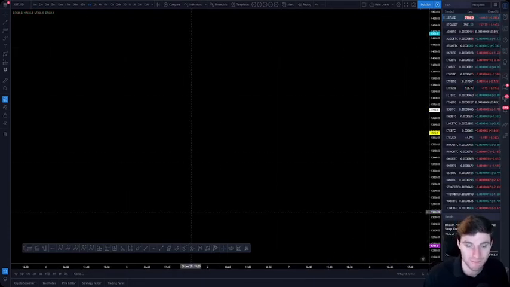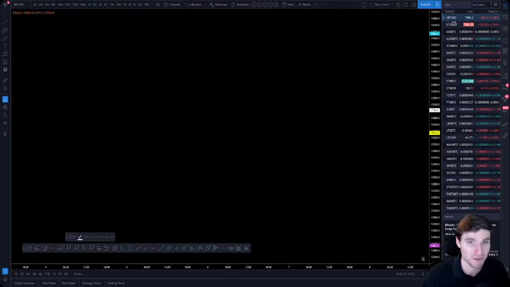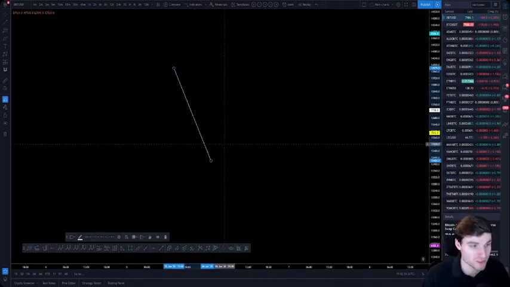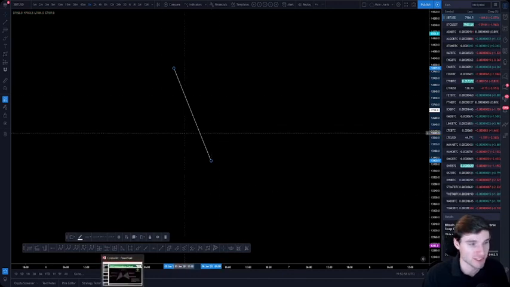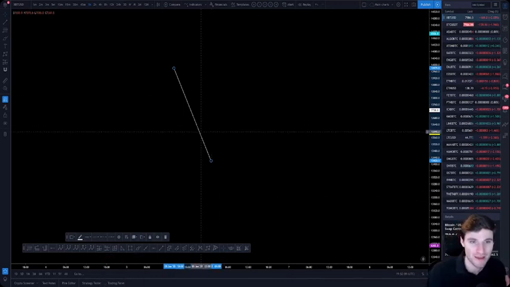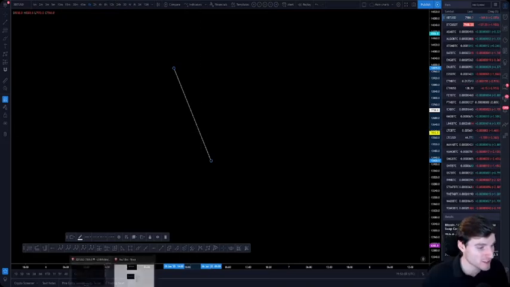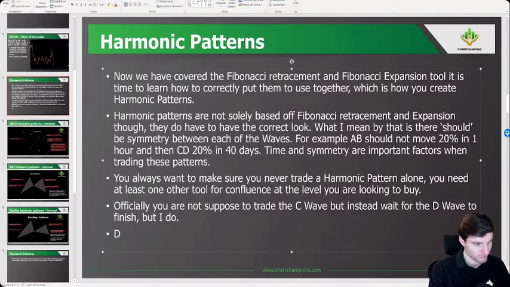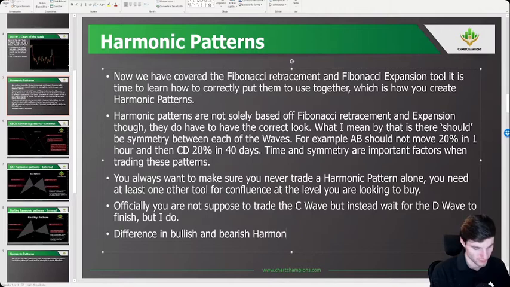It looks like Bitcoin's dropping again, by the way, so who knows, we might not get that bounce. But yeah, this all starts off the same way, and actually, let me mention that at the end. Don't let me forget the difference between a bullish harmonic and a bearish harmonic. I need to remember to say that. So let me just write it down. Difference in bullish and bearish harmonics.